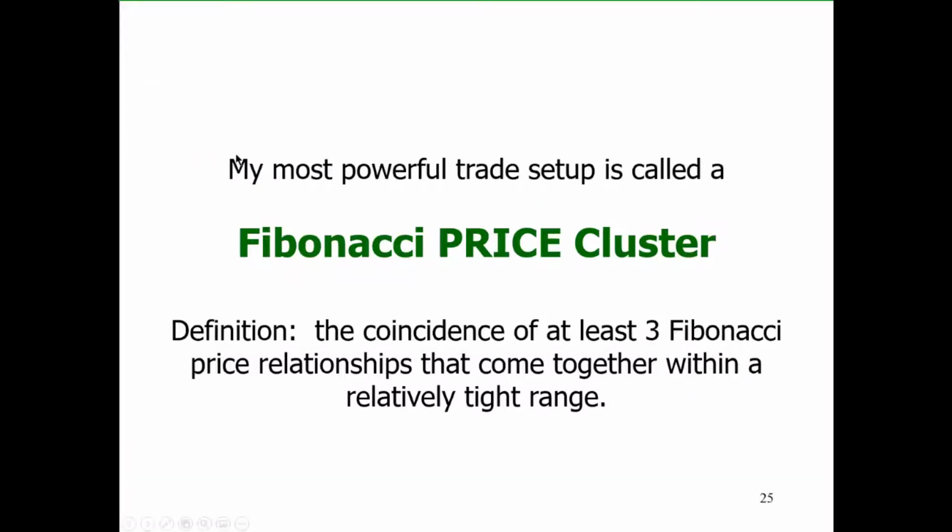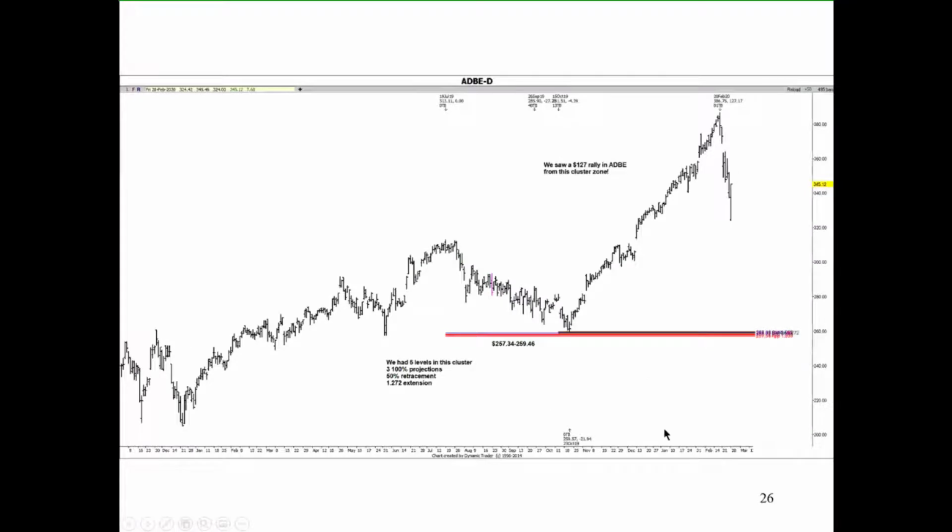All right. Now, my most powerful trade setup is called the Fibonacci price cluster. The definition is the coincidence of at least 3 Fibonacci price relationships that come together within a relatively tight range. So, this is going back to that Adobe example. So how do you use this?